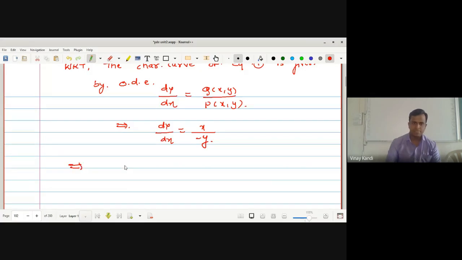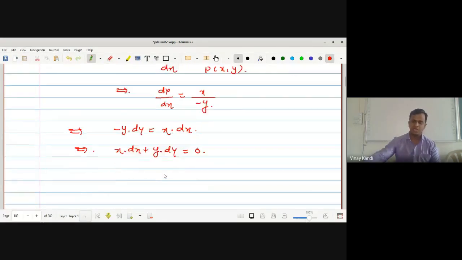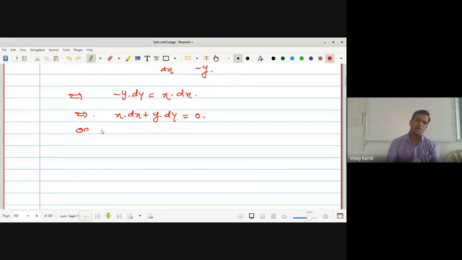Okay, that implies minus y into dy is equal to x into dx. That implies x into dx plus y into dy is equal to 0. On integrating, we get x square plus y square is equal to c square. Here x square upon 2, y square upon 2, and we assume the integration constant is c square. Give it as equation number 2.